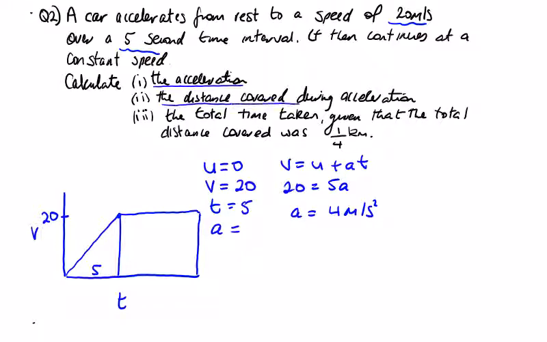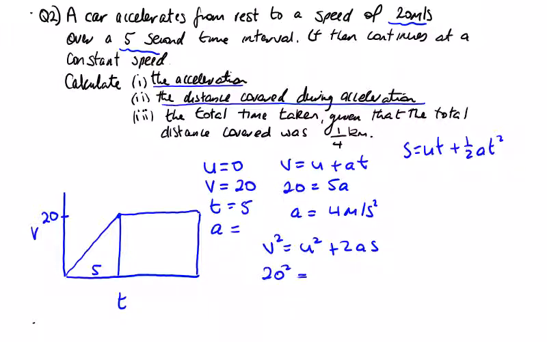Distance covered during the acceleration, we could use v squared is equal to u squared plus 2as here. Could we use s is equal to ut plus a half at squared too? We have all these variables. So my velocity is 20 squared, my initial velocity was 0, my acceleration was 4, and we're looking for s. So s is going to be 20 squared, which is 400, divided by the 8, which is 50 meters.